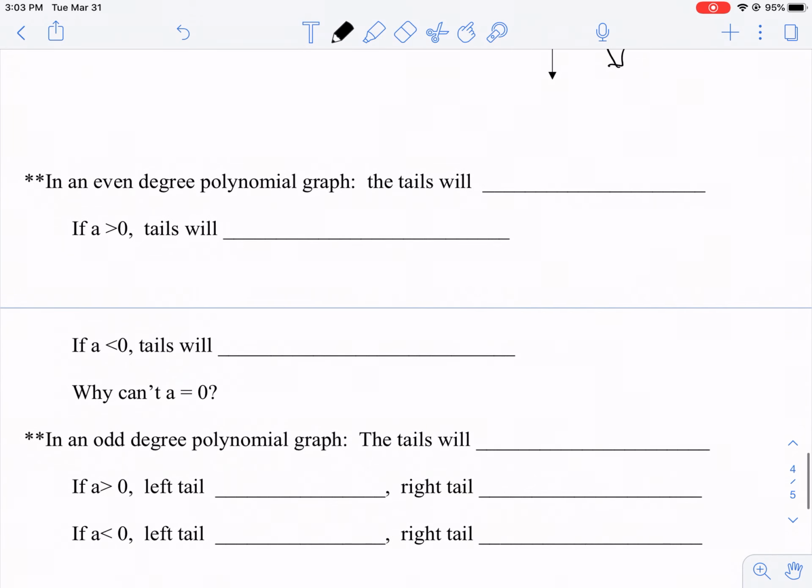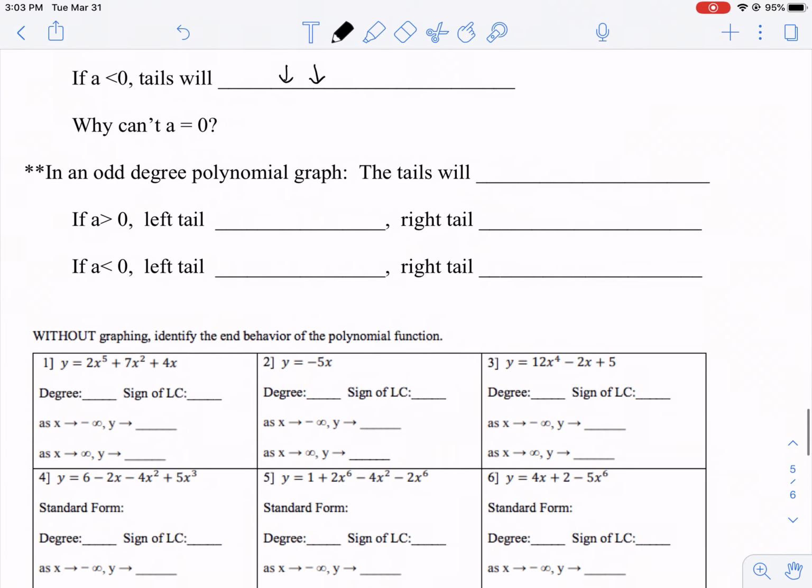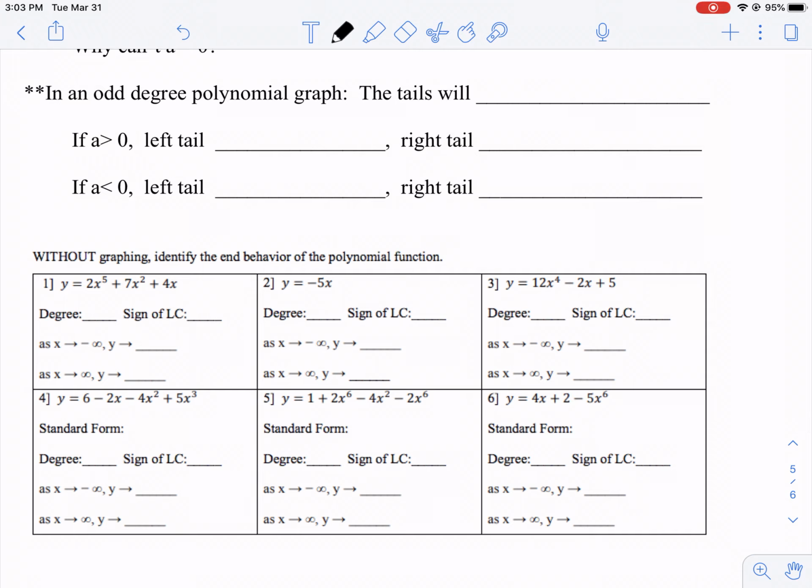So in an even degree polynomial graph, the tails will match. If the A is positive, the tails will both go up. If it's negative, they'll both go down. A can't be 0 because then you get rid of your first term and you don't have that kind of graph anymore. If it's an odd degree polynomial graph, the tails will be opposite. If the A is greater than 0, the left tail goes down, the right tail goes up. If it's negative, the left tail goes up and the right tail goes down.